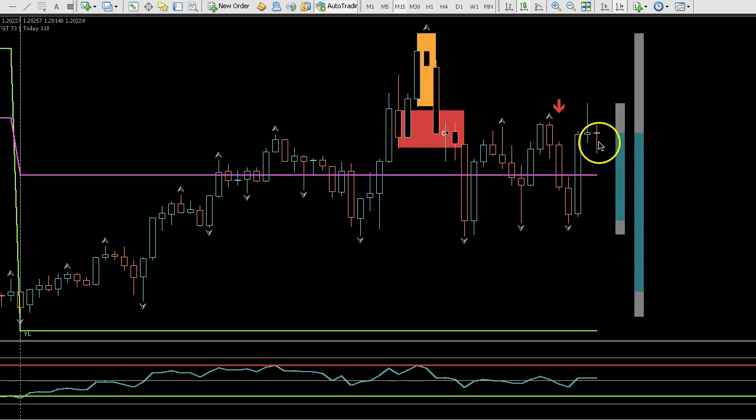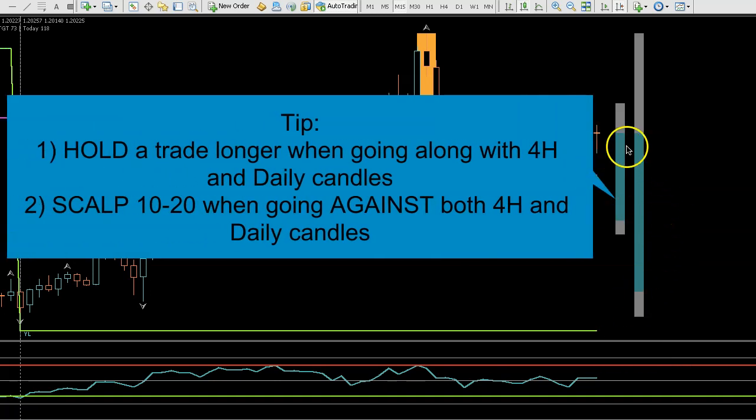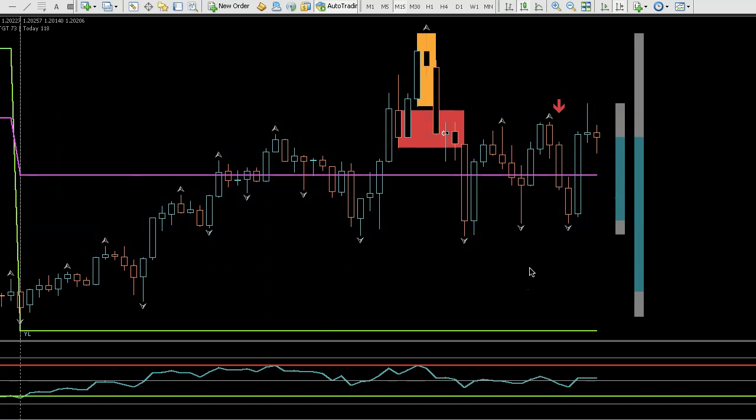If you go against two candles like this one, let's say I'm selling, it might be harder to keep holding and holding. You want to hold trades for a longer period of time when you're going along with at least daily, or this one, but you want to hold much longer when you're going with both candles. You want to hold less if you're going with one, and you want to hold really minimal, just scalping in and out, when you're going against both of them. Okay, just keep that in mind.